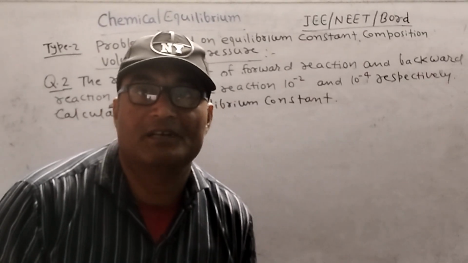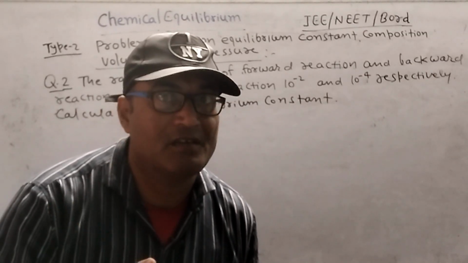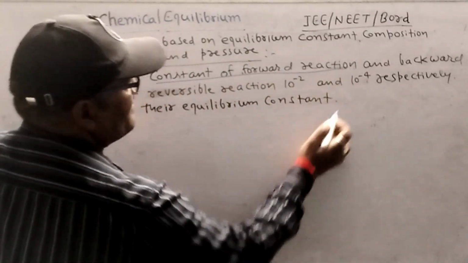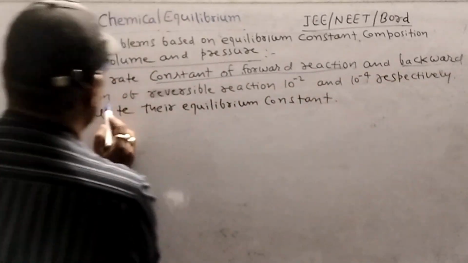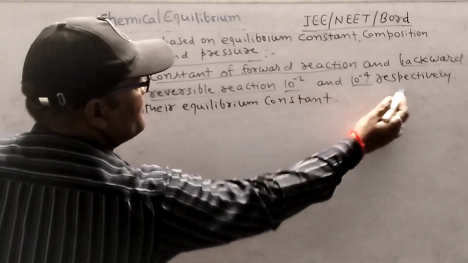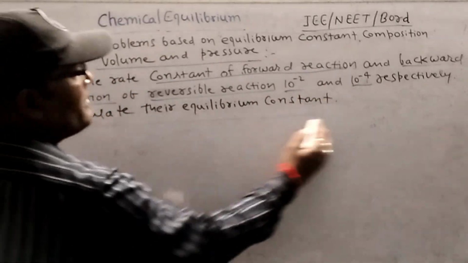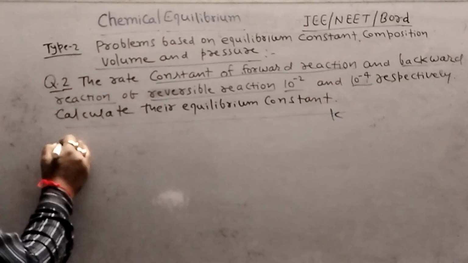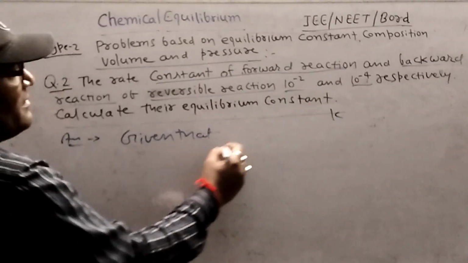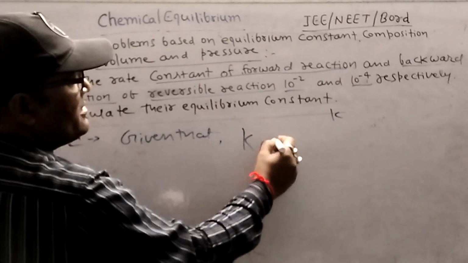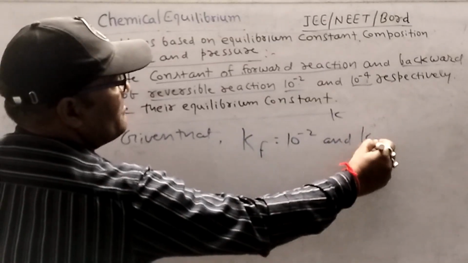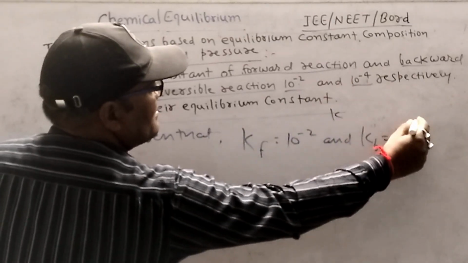Now this question is completely based on calculation of equilibrium constant K. According to this question, the rate constant of forward reaction and backward reaction of reversible reaction is 10 to the power minus 2, 10 to the power minus 4 respectively. Calculate equilibrium constant K. Okay. According to question, given that rate constant of forward reaction Kf is 10 to the power minus 2 and rate constant for backward reaction 10 to the power minus 4.